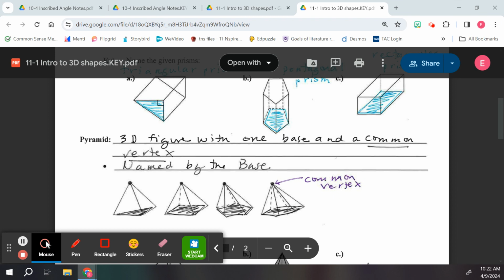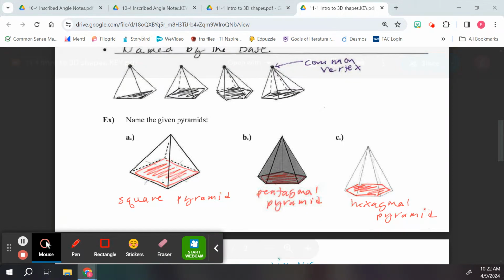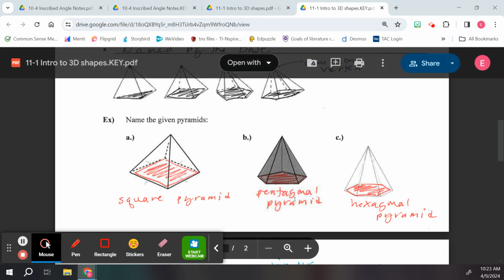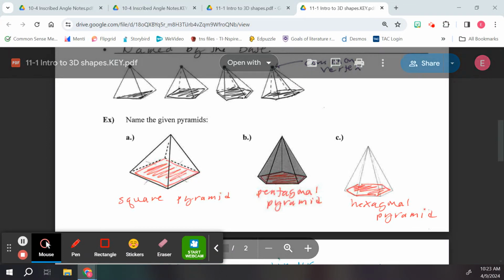All right, are we ready to check the answers? Let's see how we did. All right, so if you look here, this is a square pyramid. It's definitely a square because you have these 4 tick marks. Okay, so you know that all those sides are congruent. This is a pentagonal pyramid because, again, 5 sides, and this is a hexagonal pyramid because of 6 sides. Any questions?